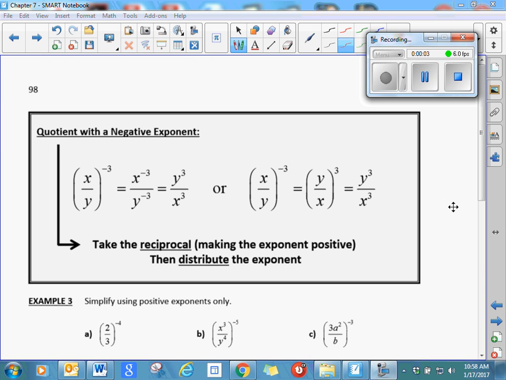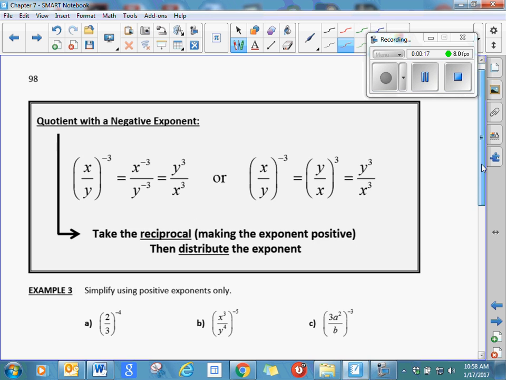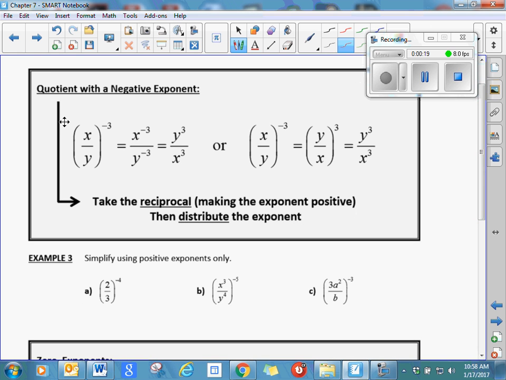So this video is going to finish up 7C. We're on 98. So just when you think it couldn't get any more complicated, of course it can. So look at these interesting examples. You have a quotient with a negative exponent.